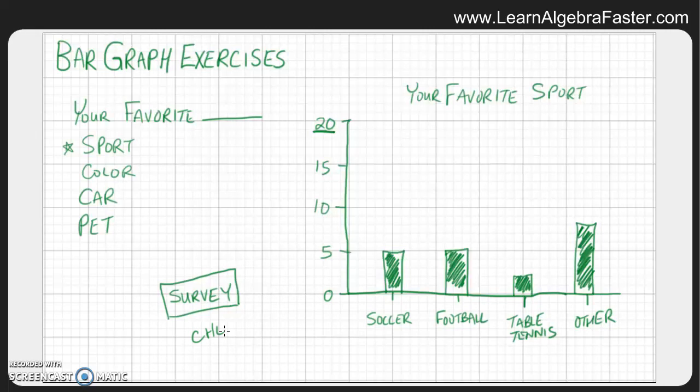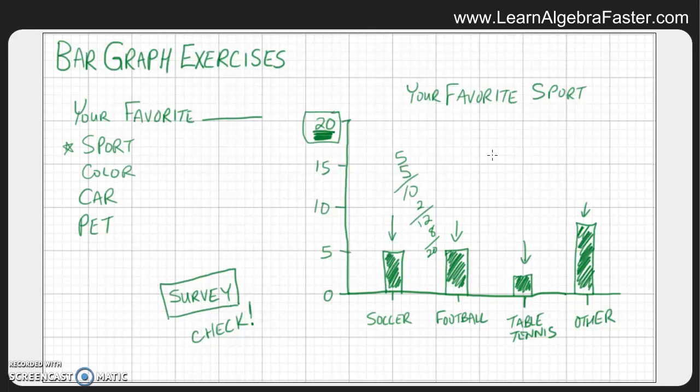So you can actually check your work. If we talked about that there were 20 people in this class or this group that we're doing the exercise with, what happens if we add all 4 of these numbers up? Well, we better come up with 20. So let's start here. Soccer is 5. Football is 5 more. Table tennis is 2 more. And other is 8, and when we add them all together we get 20.